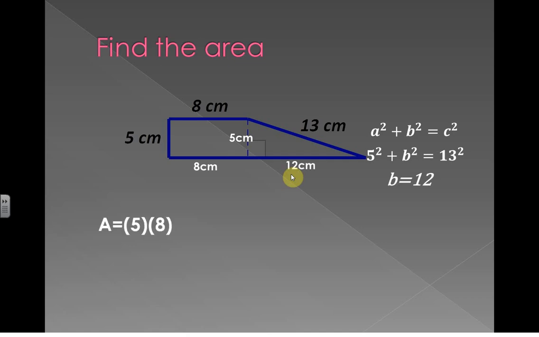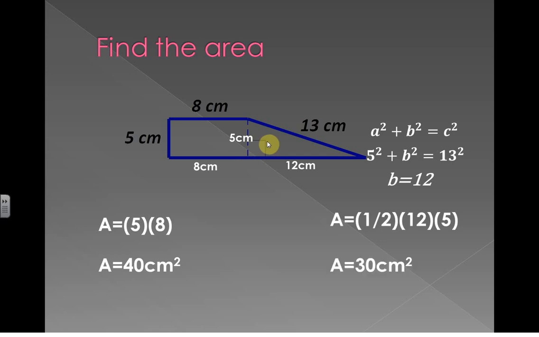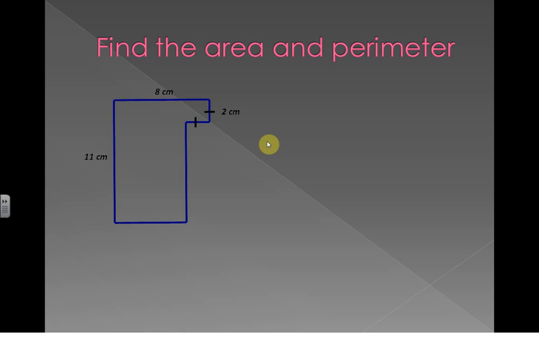So now I can do 8 times 5 for the rectangle on the left, and that's 40. And then I can do 1/2 base times height, 12 and the 5, for the triangle on the right. And I add them together, and it's 70 centimeters squared. Area and perimeter again. So now I said and perimeter.